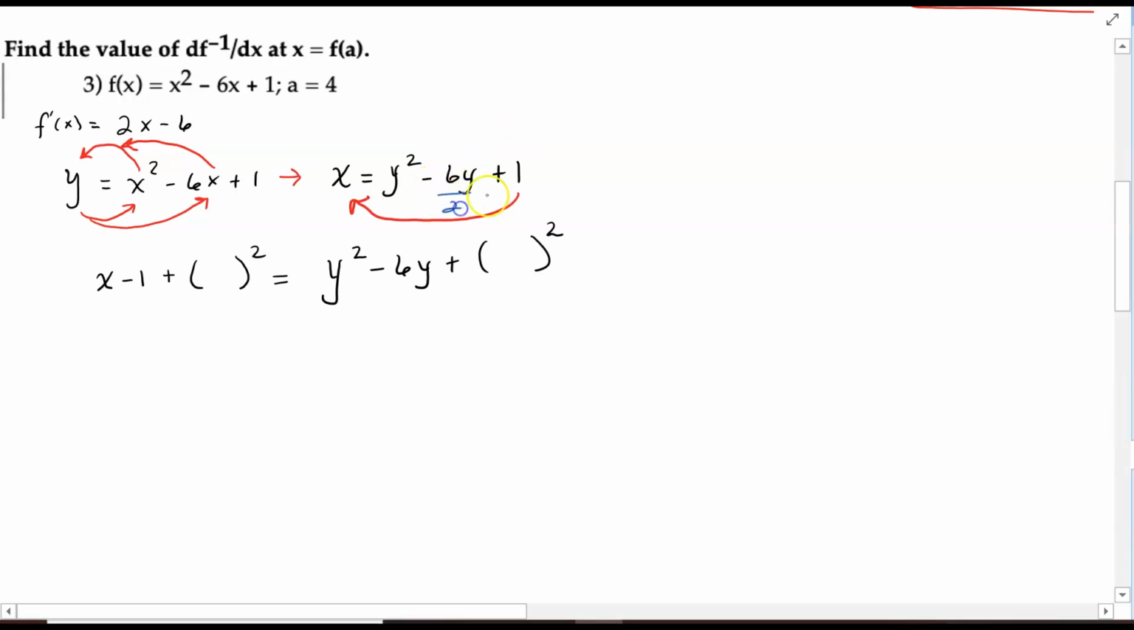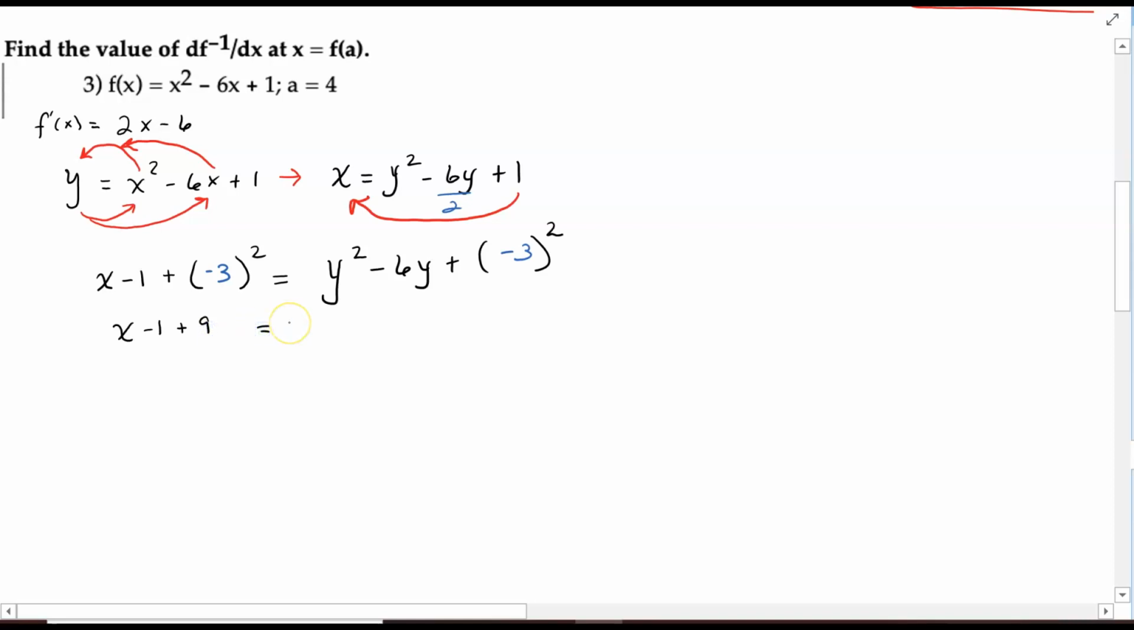Half of that, which is going to be a -3. All right, on both sides. Okay, so let's see what we get when we do this. On the left-hand side, of course, we're going to have x minus 1 plus 9.